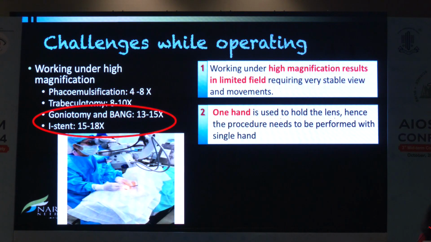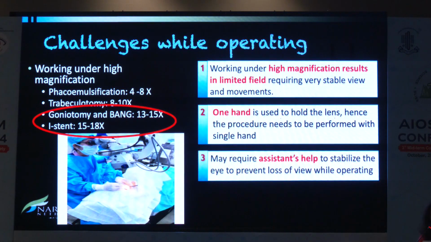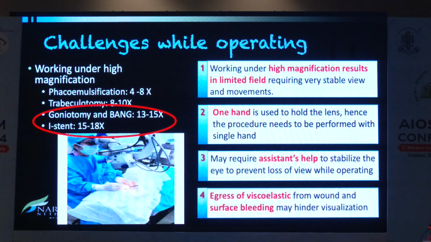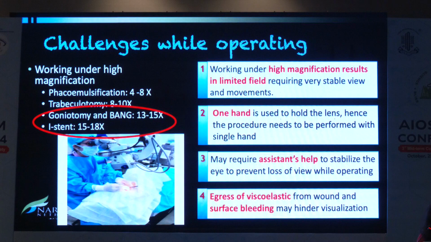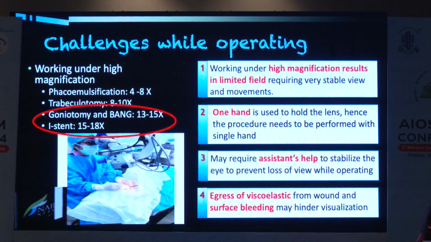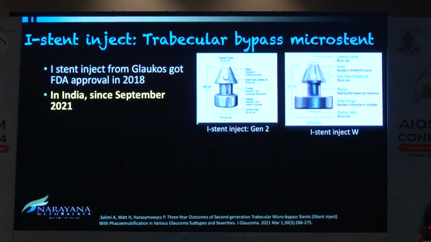And there are lenses now which can be self-retaining and you don't have to hold, but most of the lenses you use, one hand is used to hold the lens, so you have to be performing surgery with one hand. You have to use cohesive viscoelastic, you may need an assistant to hold and stabilize the eye. And you need to make sure that there is no egress of viscoelastic and not much surface bleeding, so as to improve your visualization, because that's the key thing in any MIGS.